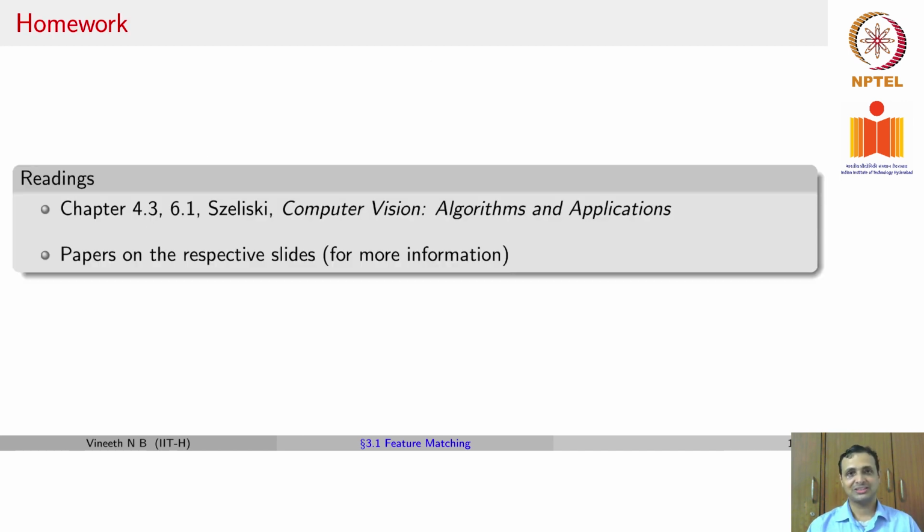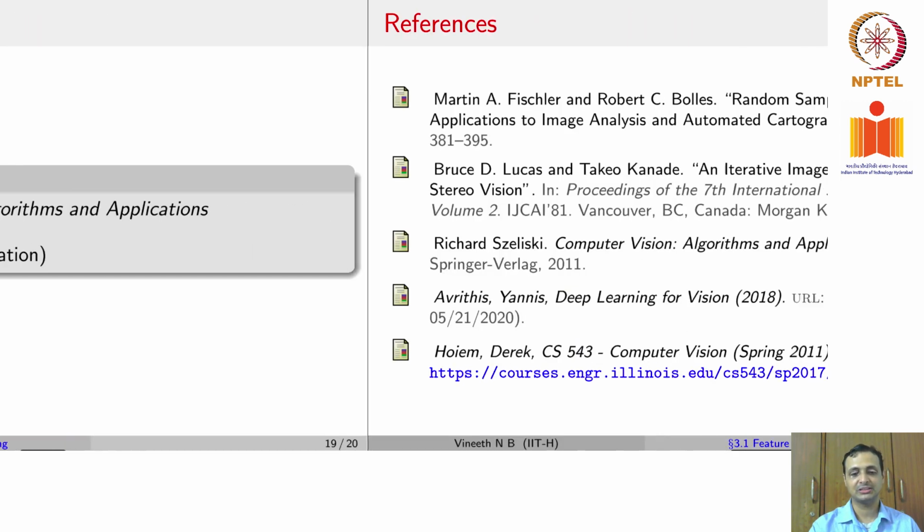That concludes this first lecture on feature matching. We'll see a few other methods also as we go, but your readings for this lecture are chapter 4.3 and chapter 6.1 of Szeliski's book. As well as, if you're interested, the papers on the respective slides for more illustration, and the references are here.